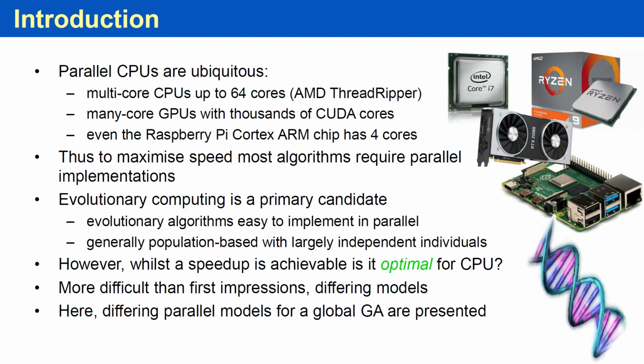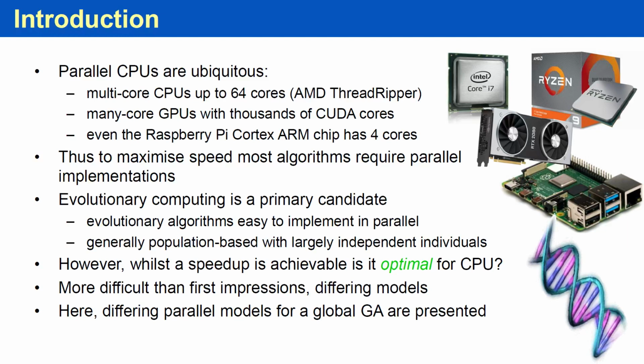And even things like the Raspberry Pi Cortex chip have 4 cores on them, so even edge devices have parallel computing ability. So to maximize speed, most algorithms now require a parallel implementation to be able to operate with maximum speed on a computer, and for computationally intensive algorithms that's a necessity.